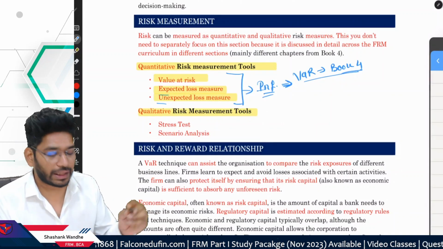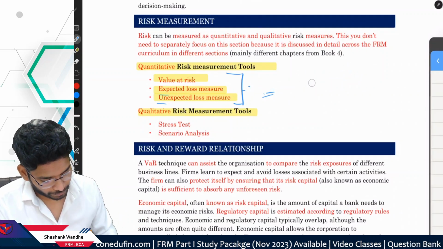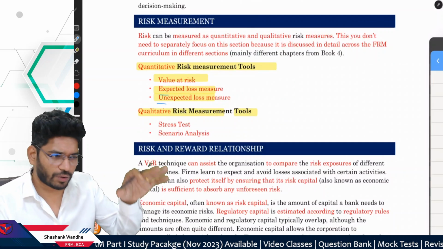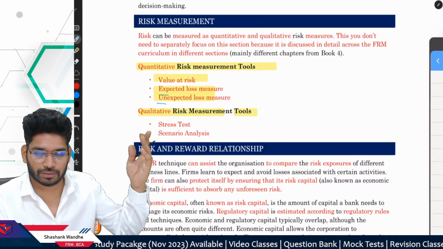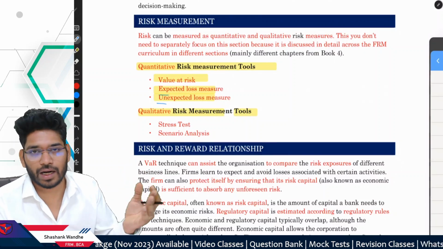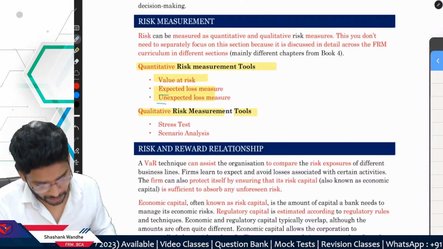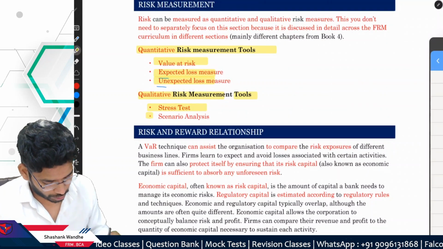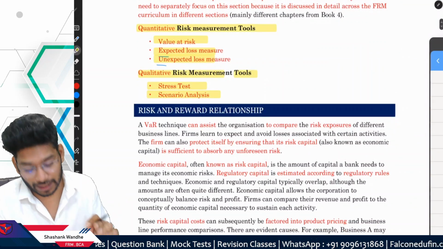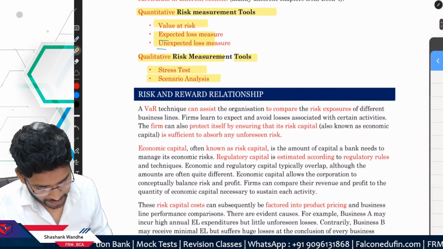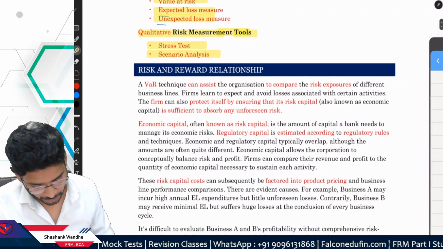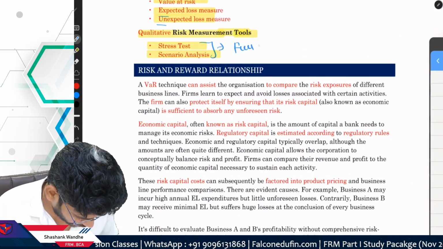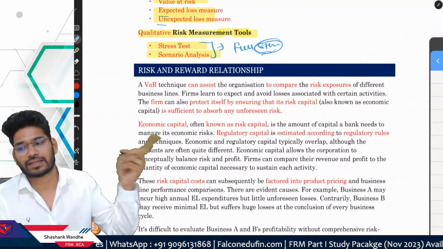Right now I'm ignoring this part, because if we try to discuss it, it requires a lot of quants. You first need to finish book 2, then book 3, then book 4. Obviously in one chapter I can't finish book 2 and book 3, and that's why we are not discussing it. That's why you are facing difficulty in understanding that chapter, because you don't have the background right now. Then we have the qualitative risk measurement tools: stress testing and scenario analysis. We have a full chapter on stress testing, so it will be discussed there.